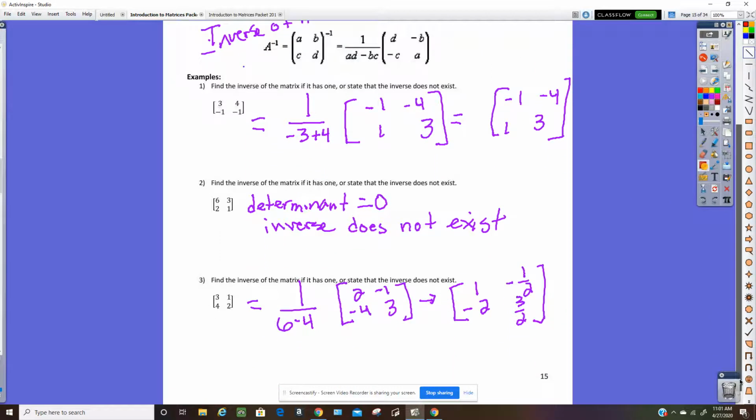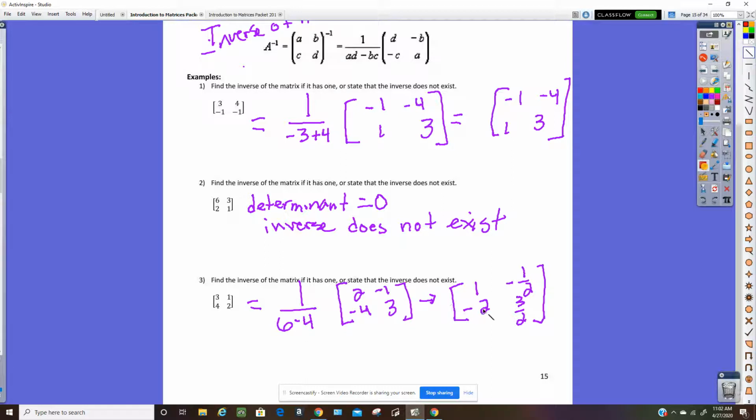All right, and find the inverse if it has one, and state the inverse, or state that the inverse does not exist. So this one does have an inverse because you have 6 minus 4. The determinant is 2. So 1 over 2. So you get 1/2. And then you're going to switch these two entries, 2 and 3. And then the opposite of 4 is -4. Opposite of 1 is -1. So you're taking the 1/2 of each of these. So 1/2 of 2 is 1. And then 1/2 of -1 is -1/2.